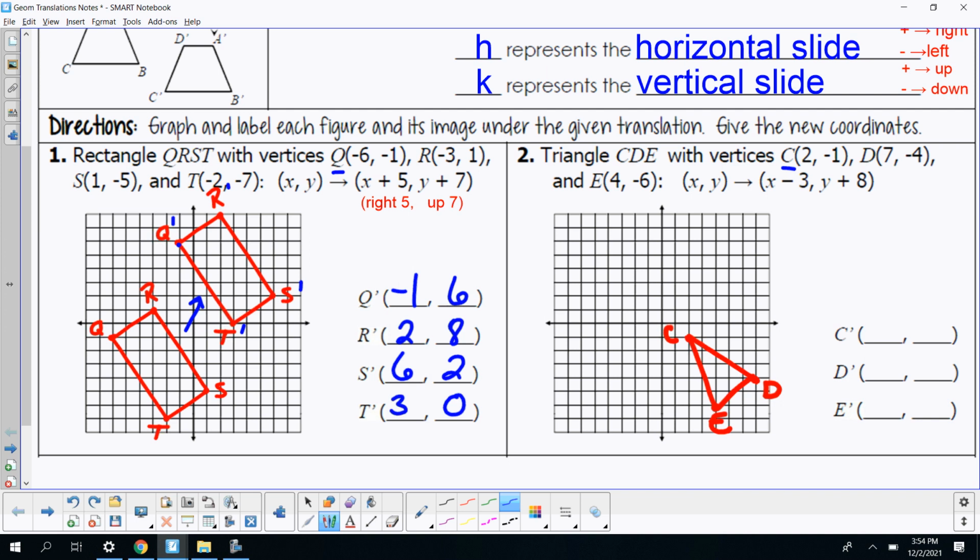Taking a look at our triangle in number 2. Again, let's take a look at what our movement's going to be. It's x minus 3 and y plus 8. So we're going to move to the left 3 and we're going to move up 8. So let's take a look at our points.